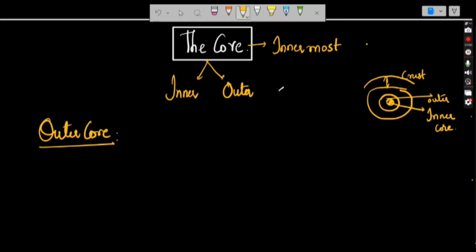Outer core, it is between, we have seen like from here to here it will be around 50 to 70 kilometers. In oceanic crust 5 to 30 kilometers. Then from that, this is called Moho discontinuity. From there till here we'll be having 2900 kilometers. Outer core extension is from 2900 kilometers to 5100 kilometers.